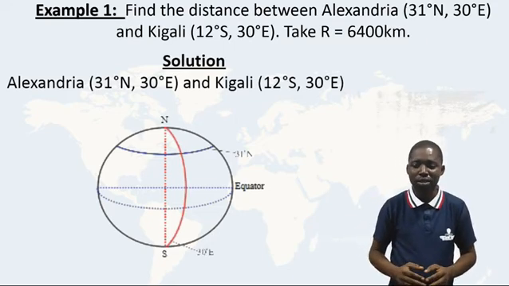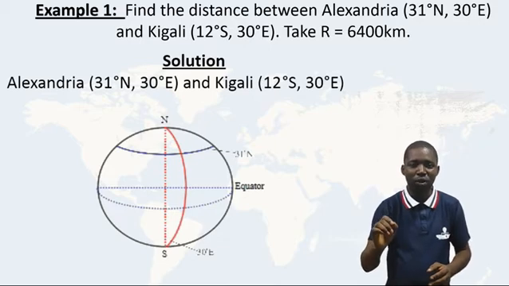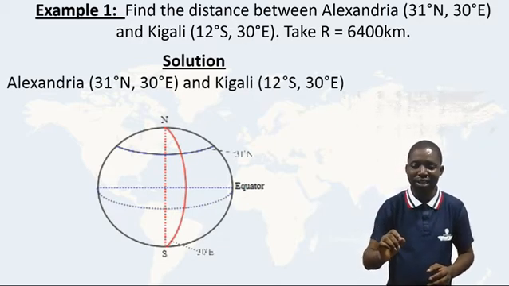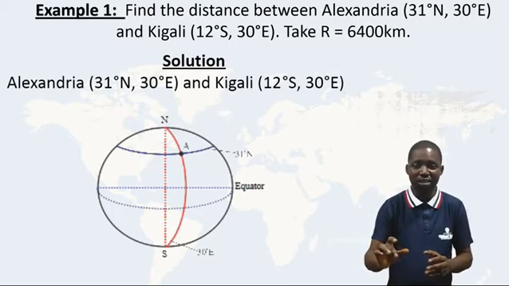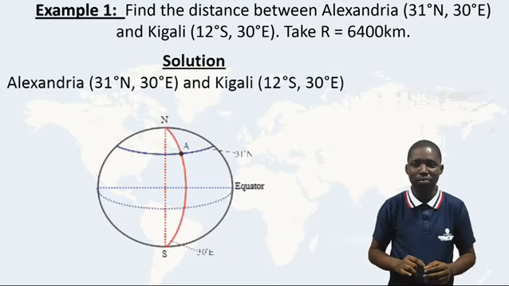Now, having done that, we locate the point for Alexandria. Let's take Alexandria to be point A. We locate the point of Alexandria. Let's take that to be point A. You can see the point A being marked there.